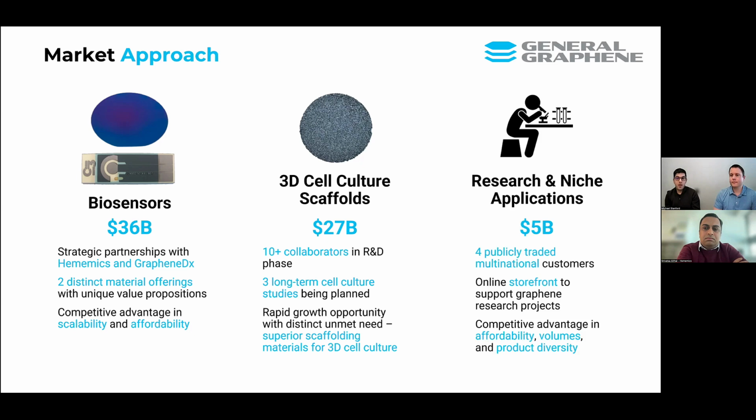system. And then for our last bucket, we have research and niche applications, which we touched on a little bit previously. This market is segmented in 2 ways. The first way is our relationships with publicly traded multinational companies, of which we have 4 active relationships at this time. We also have an online storefront, which we launched 6 months ago, primarily catered to support graphene research projects with small to mid-volume graphene requirements.